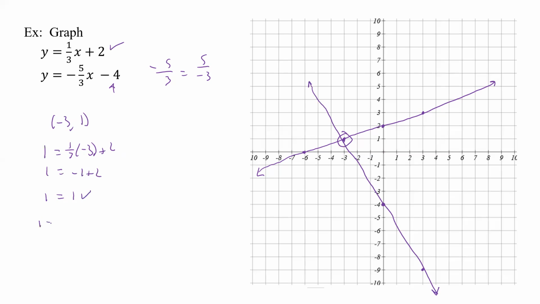Well, now we have 1 equals negative 5 over 3 times negative 3 minus 4. Well, the 3's cancel, and we get 5, and then we have minus 4, and that equals 1, and 1 equals 1. So it checks in that equation too. So that is the solution to this system.